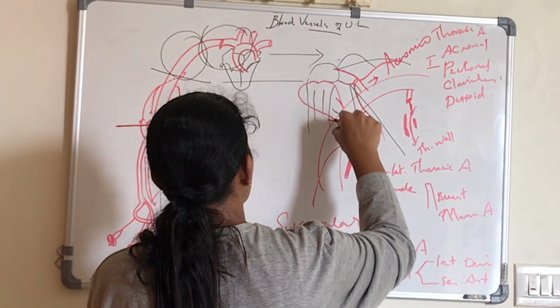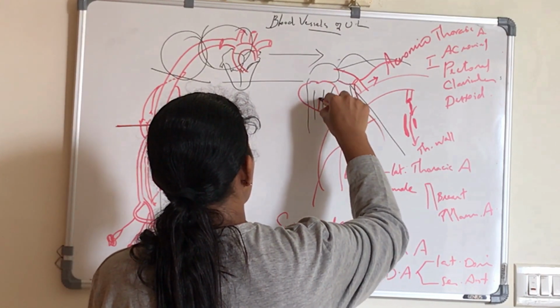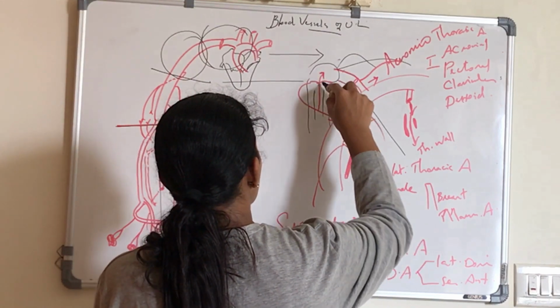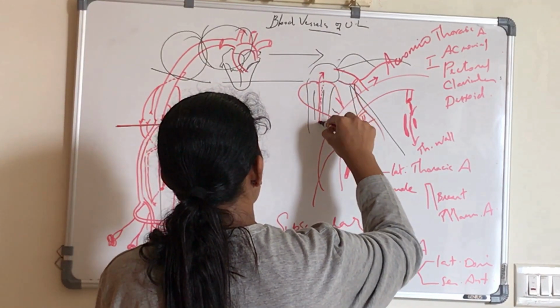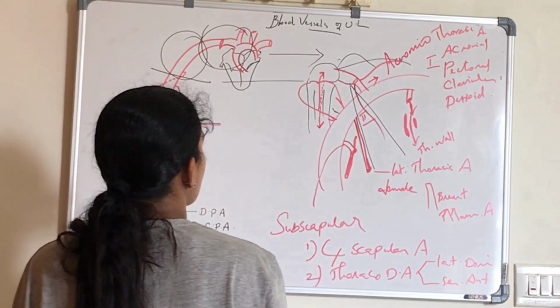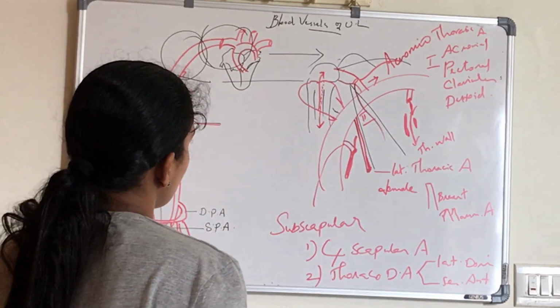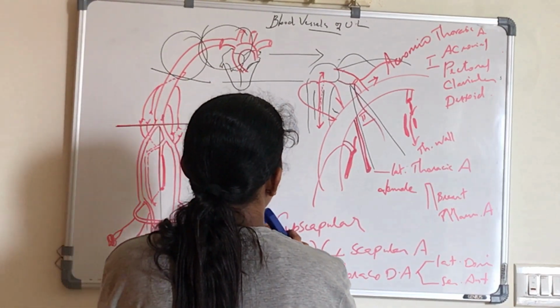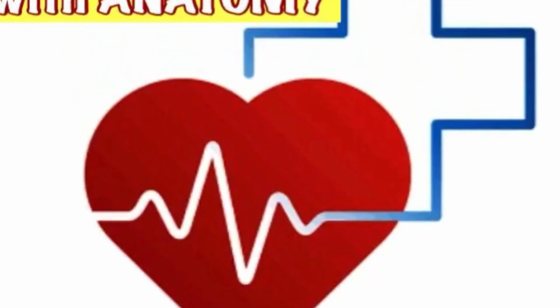So the branches of axillary artery: from the first part, one artery, superior thoracic; from the second part, two arteries, acromiothoracic and lateral thoracic; from third part, three arteries, subscapular, anterior circumflex humeral and posterior circumflex humeral. For continuation, watch next video.